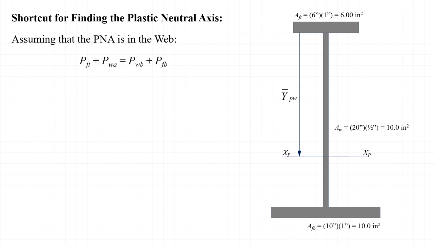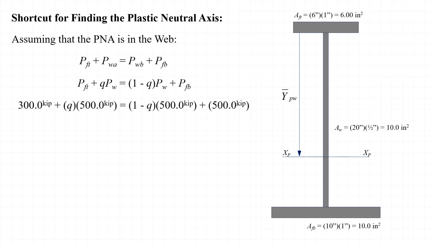With the assumption that the plastic neutral axis is in the web of the section, we can again write that P sub Ft plus P sub Wa is equal to P sub Wb plus P sub Fb. If we substitute Q times P sub W for P sub Wa, and (1 minus Q) times P sub W for P sub Wb into that equation, and if we then substitute numeric values for P sub Ft, P sub W, and P sub Fb, we can then solve for Q, the portion of the web that is above the plastic neutral axis, and find in this case that Q is equal to 0.7.